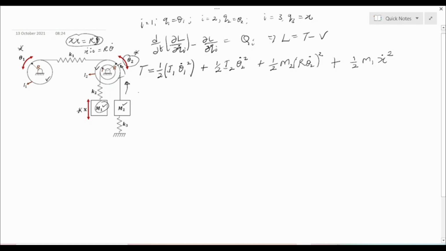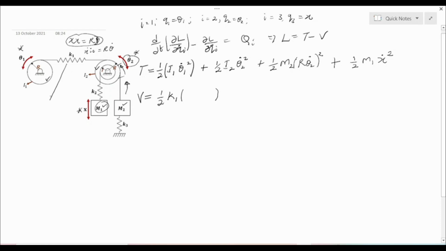The next thing we want to evaluate is the potential energy acting on the system. Potential energy V is equal to the potential energy of all the springs in the system. For this case, there is no potential energy due to gravity because the systems are all connected to themselves. Potential energy for spring 1 is going to be half times the spring 1 constant times the displacement of the spring at every point in time.